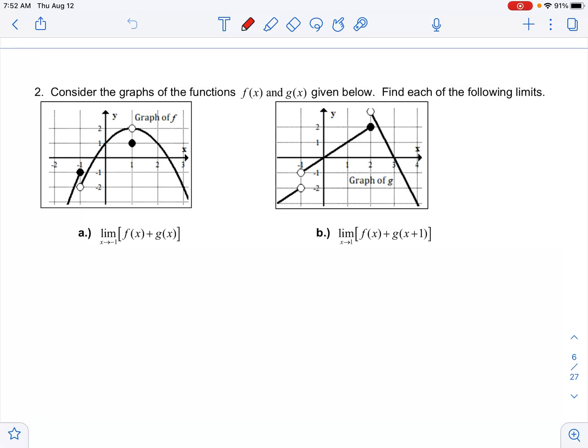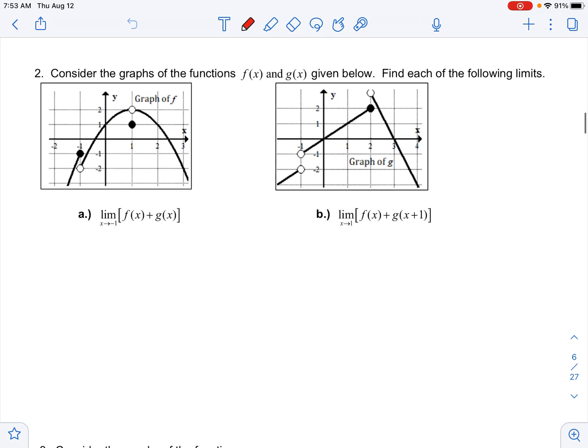Use the properties of limits. We can only apply them if those limits actually exist. So on this page, there's a couple special examples of limit questions where one of the limits does not exist, so we have to use one-sided limits.